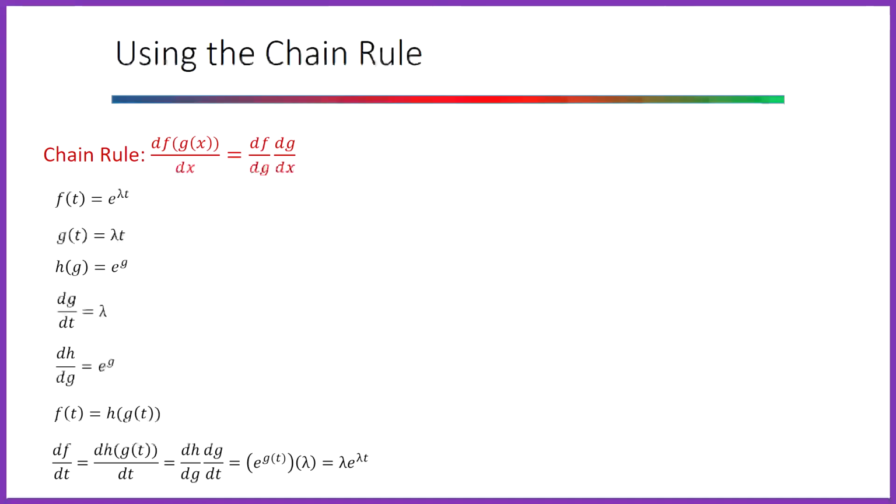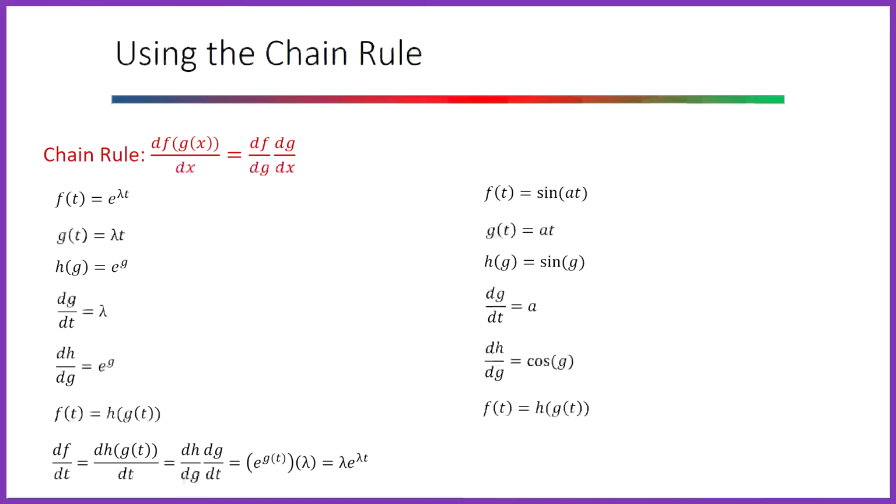All right, now let's also look at f of t equals the sine of a t. This was another equation that we intuited a derivative for in the last toolbox. We can calculate it easily now in the exact same manner. We'll say that this time g of t equals a times t, and h of g equals sine of g, which means that dg dt equals a, and dh dg equals the cosine of g. Again, f of t equals h of g of t, so we can use the chain rule to show that df dt equals a times the cosine of a t. Great. We easily proved these things that we had to assume in the last toolbox.